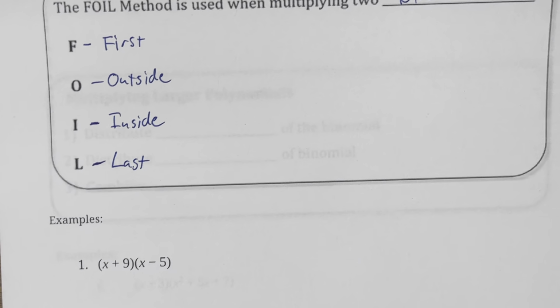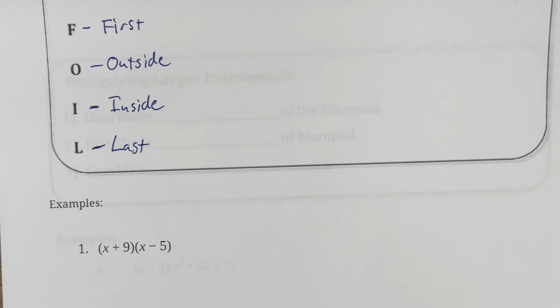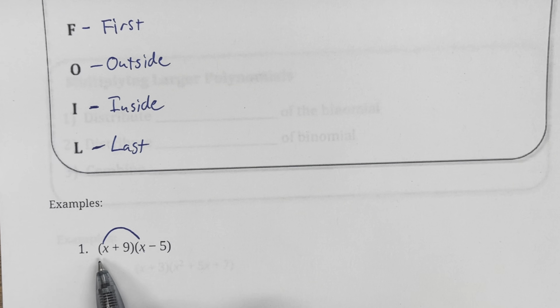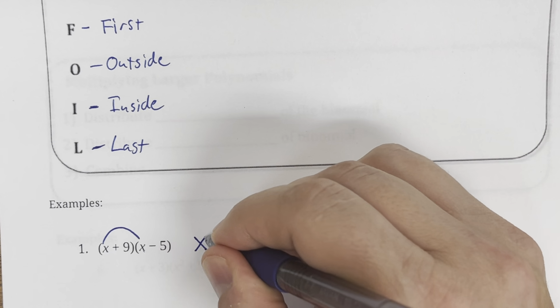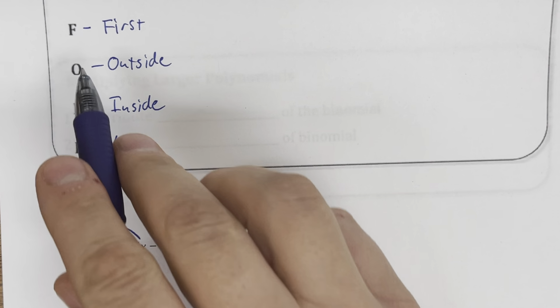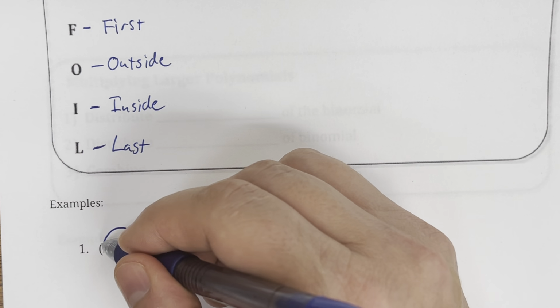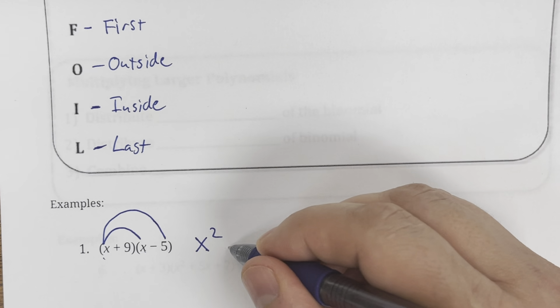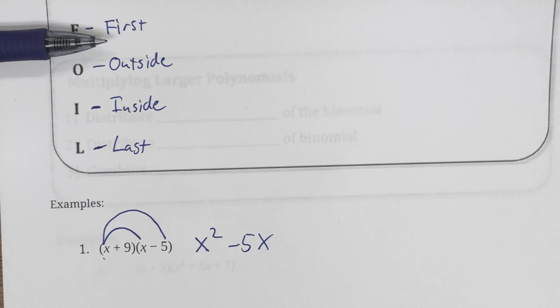So first example, and we'll step through this. What we mean by first is I multiply the first two terms of the binomials, which is just like distributing the x. Okay, so x times x is x squared. And then the O stands for the outside. So when I'm distributing this x, I end up multiplying the two outer terms. X times -5 is -5x. So that's my first step. I distribute the x, the first and the outside.